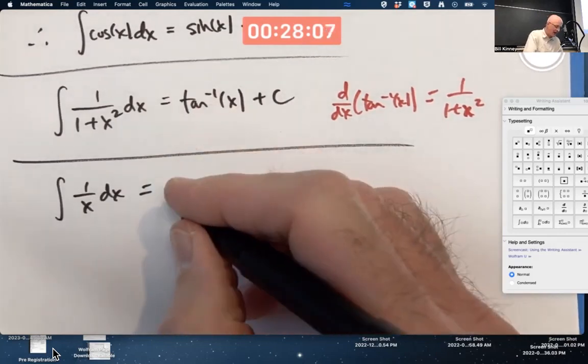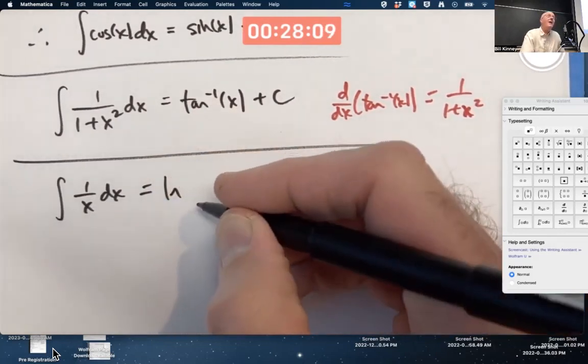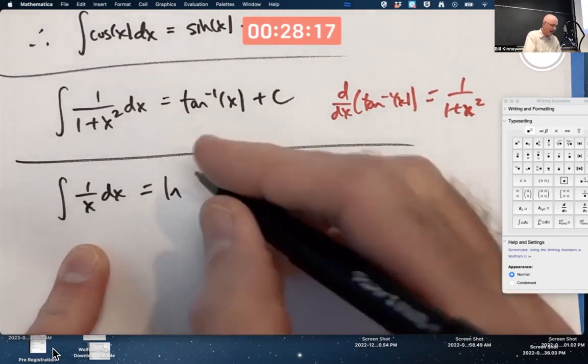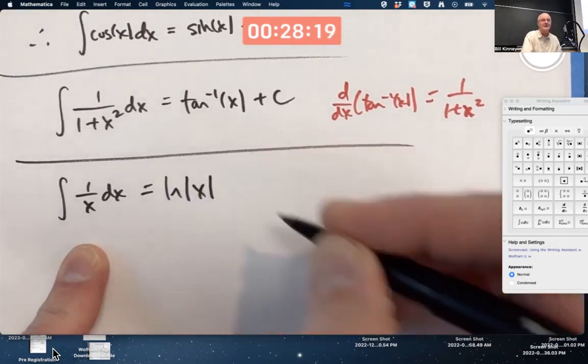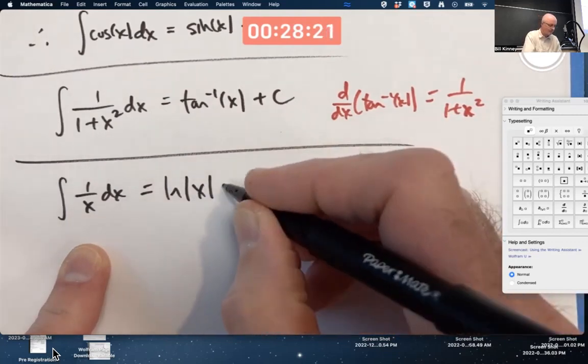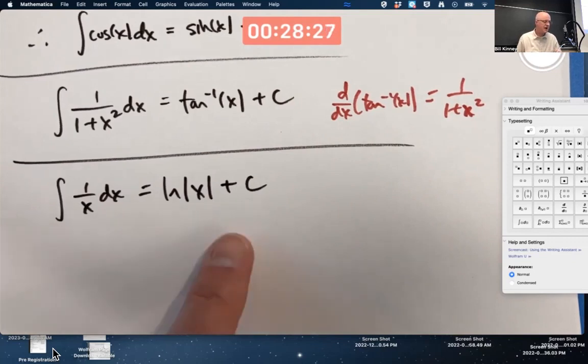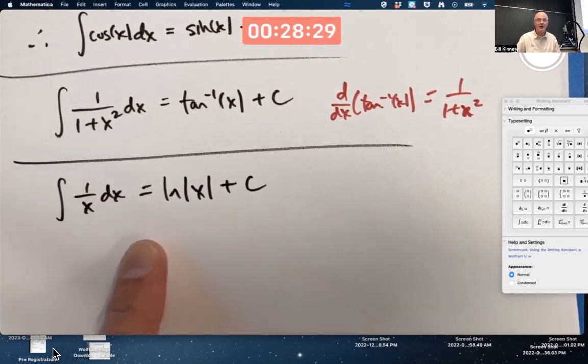Oh, natural log of x, right? Well, here we actually want to use that other fact related to the natural log derivative from last time. To allow for x to be negative, we want to include absolute value signs here, plus c. And we could say this is the most general antiderivative of 1 over x.